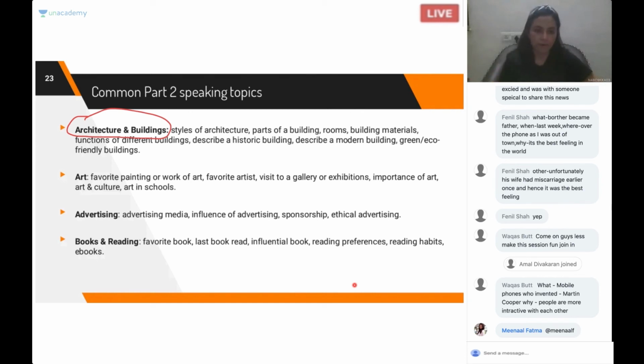For example, the most common speaking topics could be architecture and building, art, advertising, books and reading. These are all common words. But what you have to do is start practicing by writing, developing new words or connected words that you can talk about, like you're developing your content, which is a lot stronger.